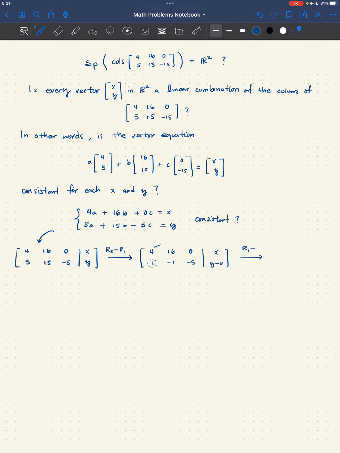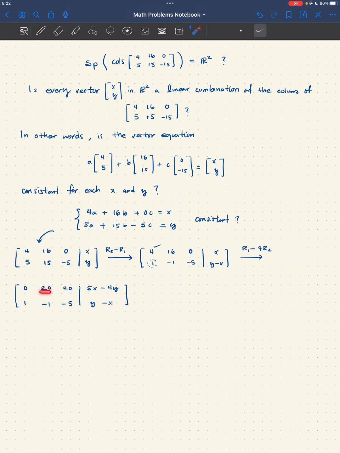To row 1, I subtract 4 times row 2. And what do we get out of that operation? Well, something that looks like this: 0, 20, 20, 5x minus 4y, and 1, -1, -5, y minus x. Well, this is eliminated now. Now we can turn this into a pivot.